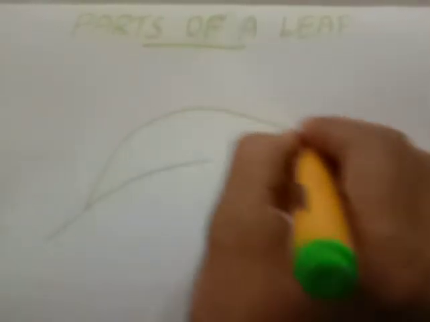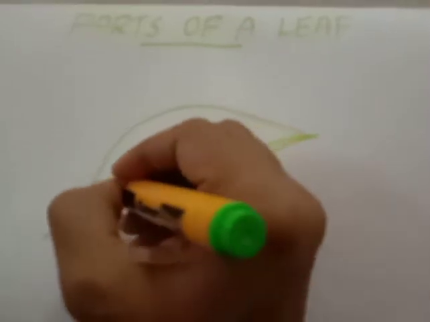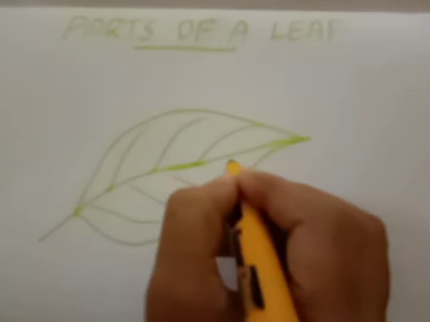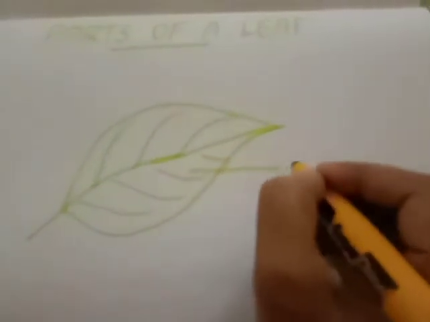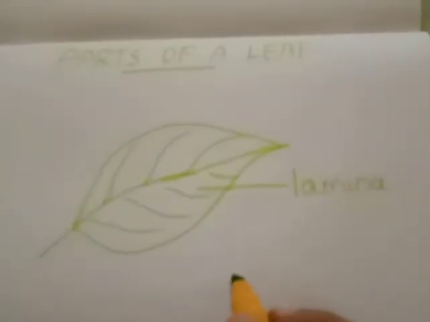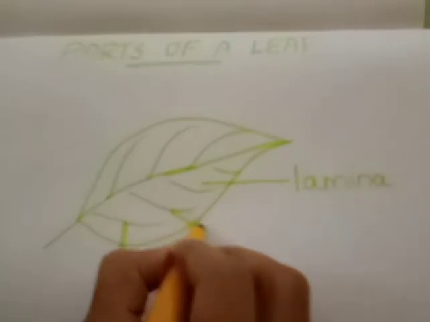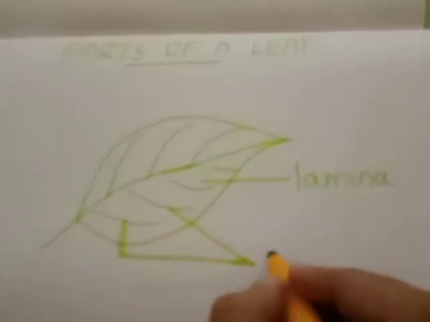Let us draw the parts of a leaf. You have to draw this neatly in your notebook and label the parts. Okay. So here the flat and broad part of the leaf is called as leaf blade or lamina. The fine network of lines on either side of the leaf is called as veins or side veins.